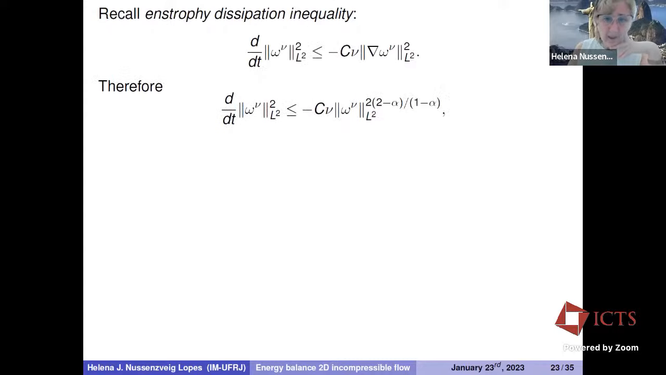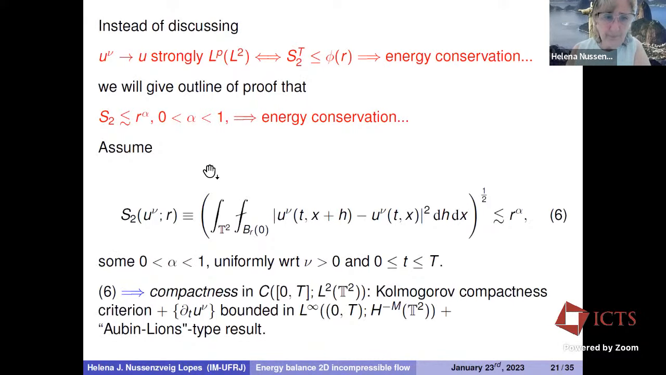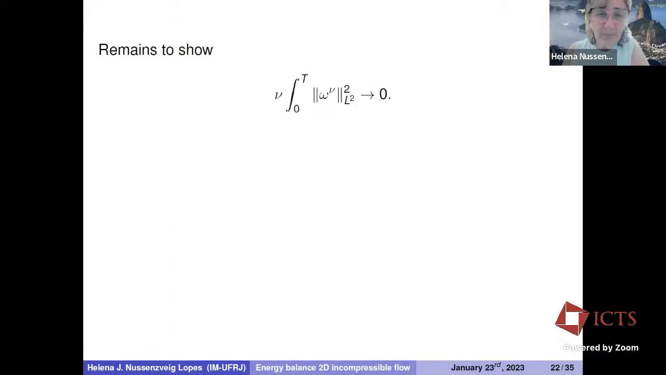Is alpha less than 1? I'm sorry? Alpha is strictly less than 1 in the... Yes, yes. That was the assumption. It's an assumption here. This is not the most general case. The most general case is with any modulus of continuity. But this will give you an idea of what's at play here.